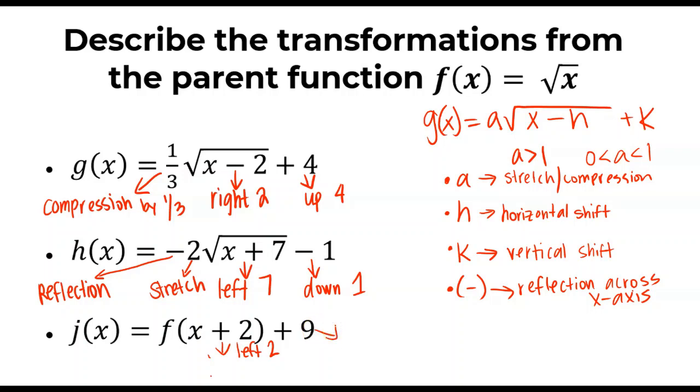This plus 9 on the outside means we are moving our graph up 9 units. There's no number in the front, there's no negative sign, and so these are our final answers for our description of the transformations.